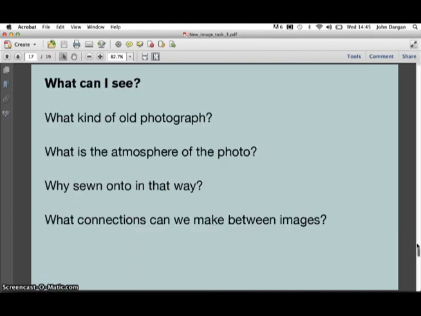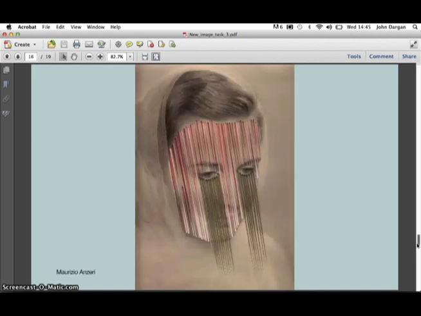So we've talked about what kind of old photograph this is, what the atmosphere of the photo is, why it has been sewn onto in that way, and what connections we can make between images. Well, the atmosphere of the photo is quite hard to tell because it's this grey, brown sort of colour, and she's just looking downwards. We can't really tell what expression she's got because the artist has emphasised her looking down by sewing those green rays of thread down from the eyes.